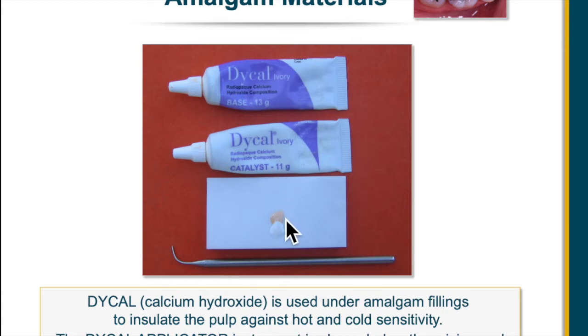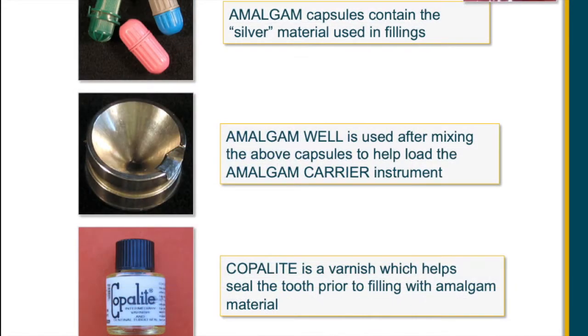And you put out equal amounts of each kind and then mix it and then use this, what we call the Dycal instrument. It has a little knob. It's very difficult to see in this picture, but it has a little ball right on the very end so that it picks up the material, and then it can be carefully placed on the tooth area.